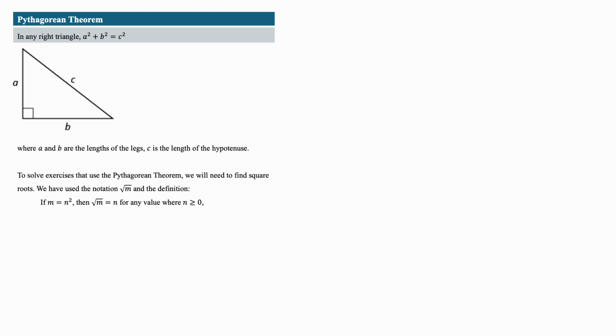Now I understand that this may be a little bit confusing, so here in a minute you can pause and take this in. But first, let's take a look at an example of that. We find that the square root of 25 is 5 because 25 is equal to 5 squared. So 5 times 5 is equal to 25. So if m is equal to n squared, then the square root of m is n for any value that n is greater than or equal to 0. So if you connect those two dots, you can see that that does indeed make sense.